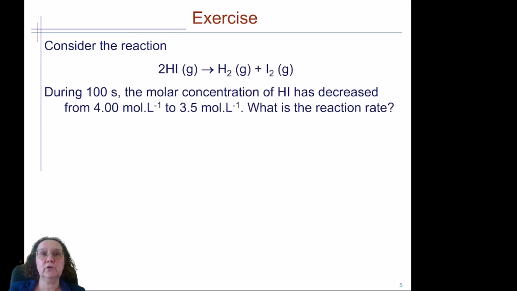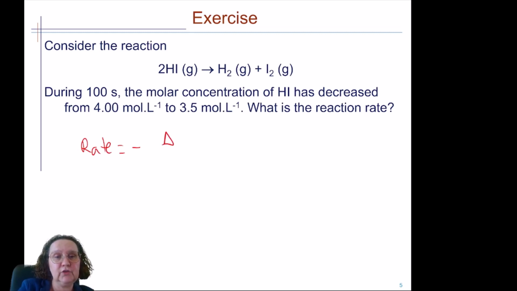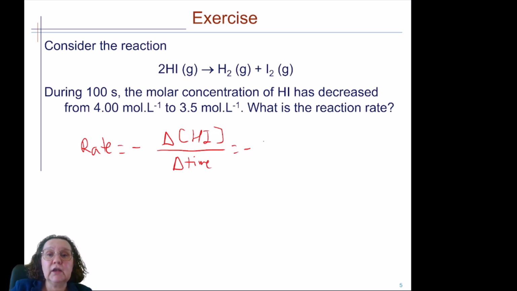Okay, so how would I go about solving this exercise? Well, I've got the definition of rate. So rate with respect to the reagent is minus the change in the concentration of the reagent, which is hydrogen iodide, divided by the change in time. So with a minus sign. I've got the final concentration of hydrogen iodide, 3.5 moles per liter. I've got the initial concentration, 4.00 moles per liter. And I've got the time that it is asking me to calculate this rate for, 100 seconds, those first 100 seconds.